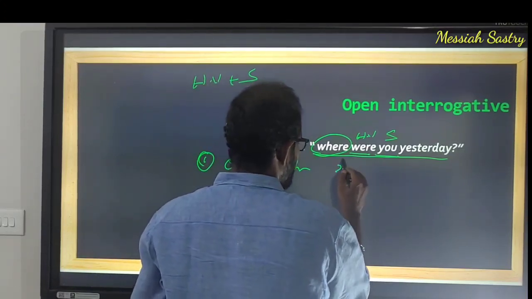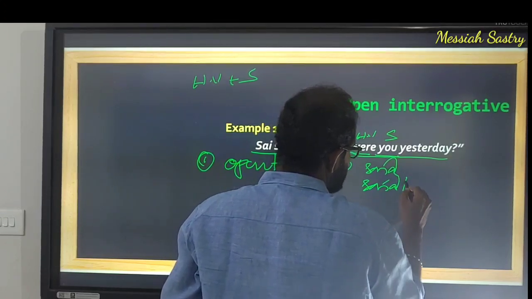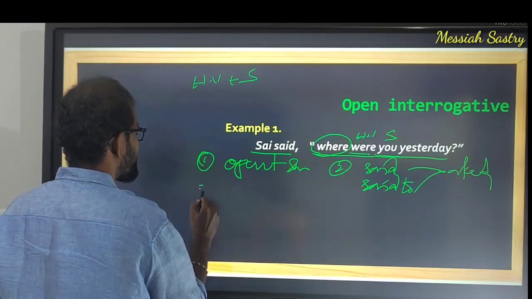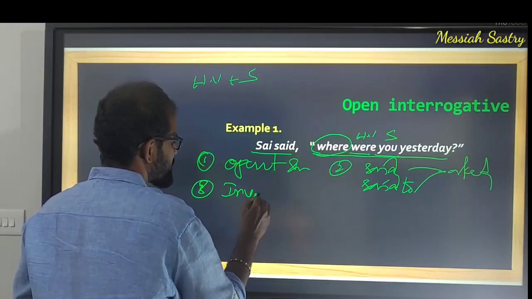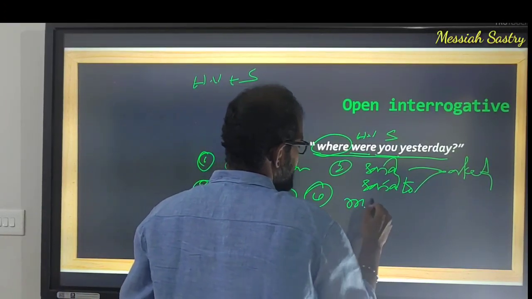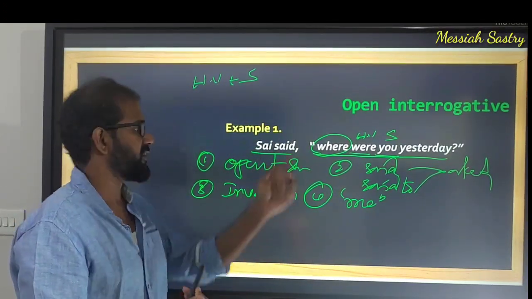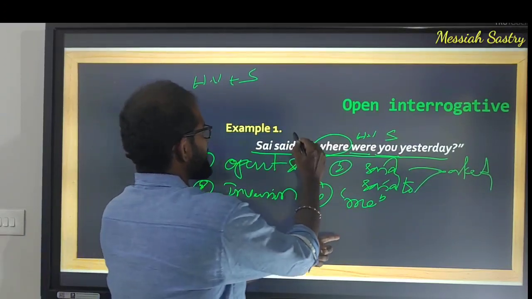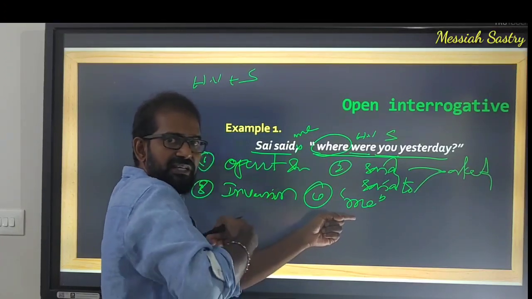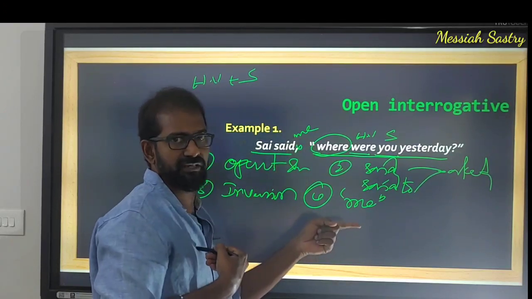What are the points to be remembered? Whether it is said or said to, it changes to asked. Third point, there must be inversion. Fourth point, use me if there is no listener. Let us see whether there is a listener. Sai said to whom? No listener. Then we need to use me as a listener. We need to think there is me, means I am the listener. So Sai said to me, that's the meaning.